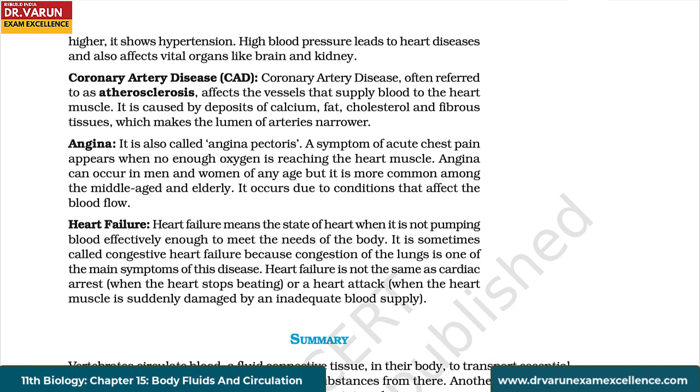Heart failure. Heart failure means the state of heart when it is not pumping blood effectively enough to meet the needs of the body. It is sometimes called congestive heart failure because congestion of the lungs is one of the main symptoms of this disease. Heart failure is not the same as cardiac arrest when the heart stops beating or a heart attack when the heart muscle is suddenly damaged by an inadequate blood supply.